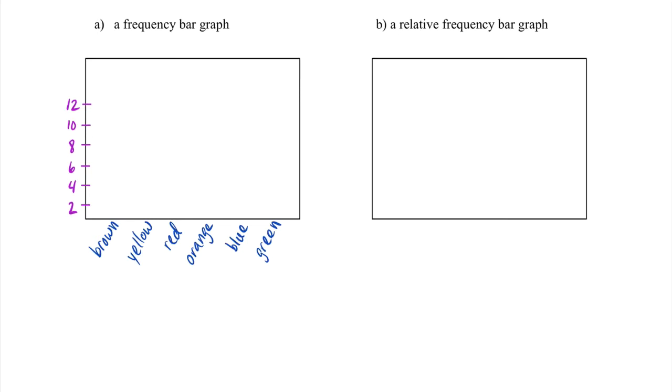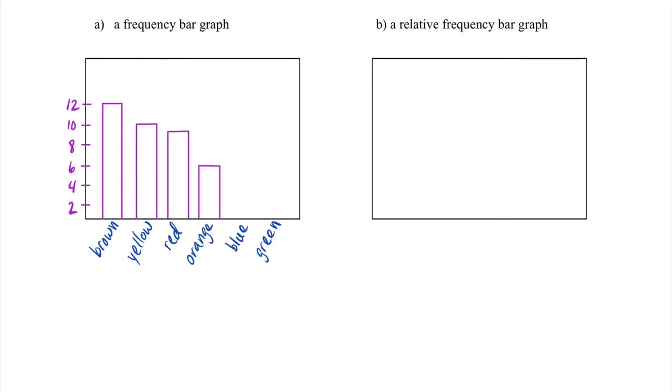That being said, the frequency of brown M&Ms, meaning we had 12 brown M&Ms, so the first bar that we draw would be above the category of brown, and we've got 12 of them. Notice that the height matches that frequency. Similarly, we had 10 yellow M&Ms, so we draw that bar at a height of 10, and then down the list from our frequency distribution, we had 9 red, 6 orange, 3 blue, and 5 green.